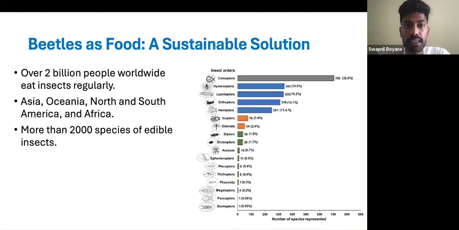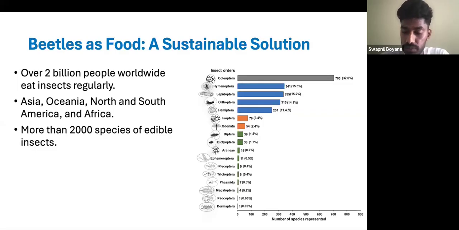So now, beetles as food. Here I'm just going to focus on beetles rather than all edible insects, which can be another topic for discussion. Over 2 billion people worldwide eat insects regularly. Currently we have nearly 8 billion people, right? So 2 billion people eat insects of all kinds regularly. That's not new. This is an old tradition that has been passed down from generation to generation.